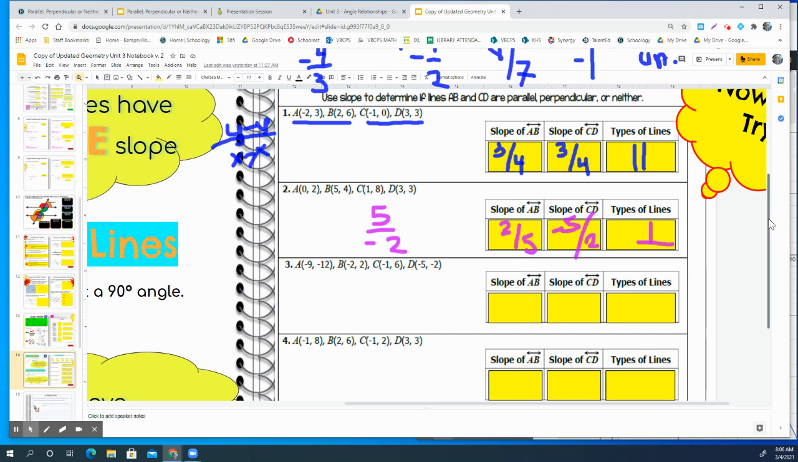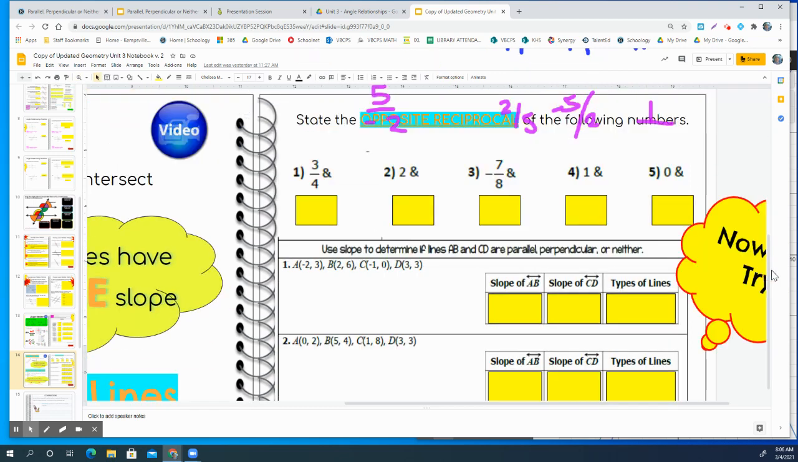Make sure you're doing these on your own paper, not just waiting for us to do them.